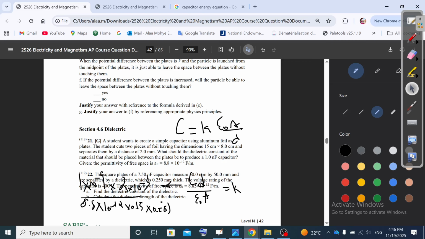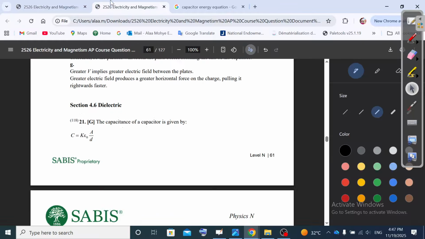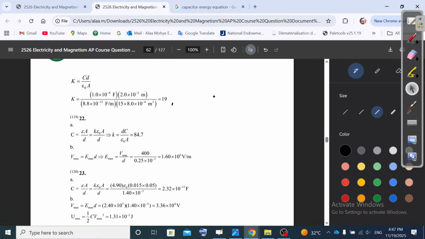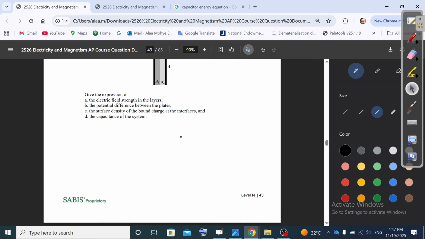If you calculate it, 1 times 10 to the minus 9 times 2 times 10 to the minus 3 over 8.8 times 10 to the minus 12 times 0.15 times 0.08, you get 18.9, which is 19. Sorry for my bad handwriting, guys. So I believe that's it.